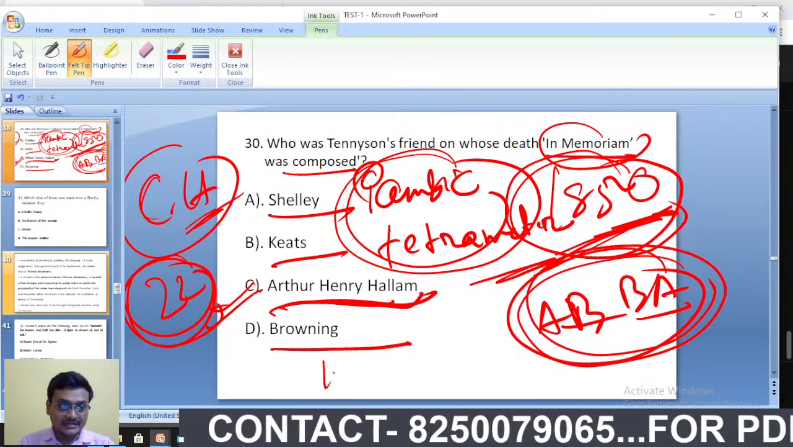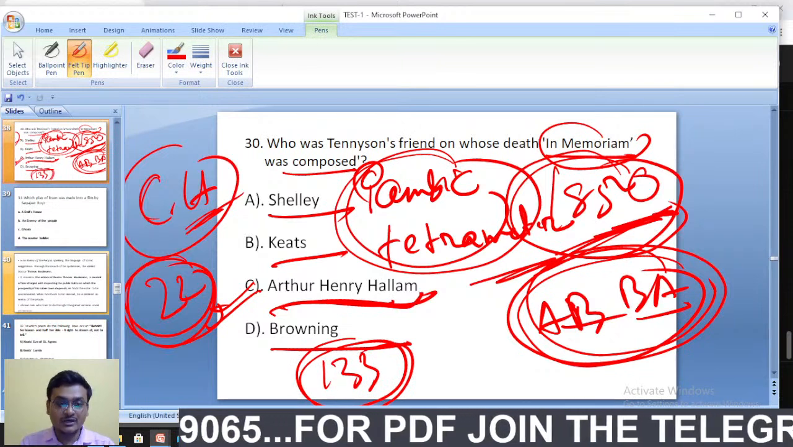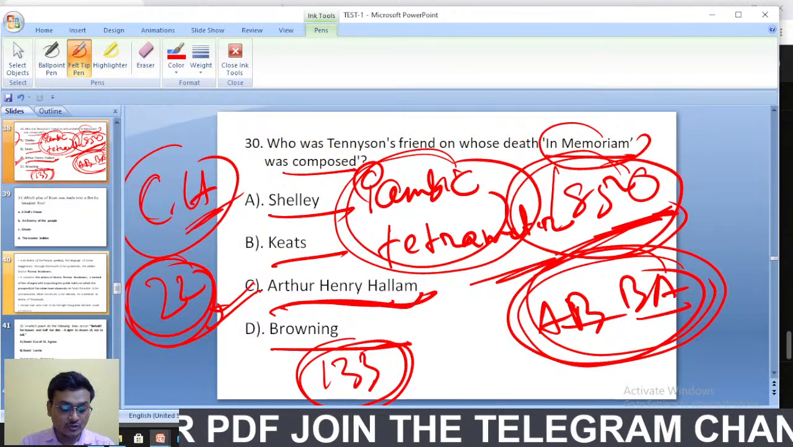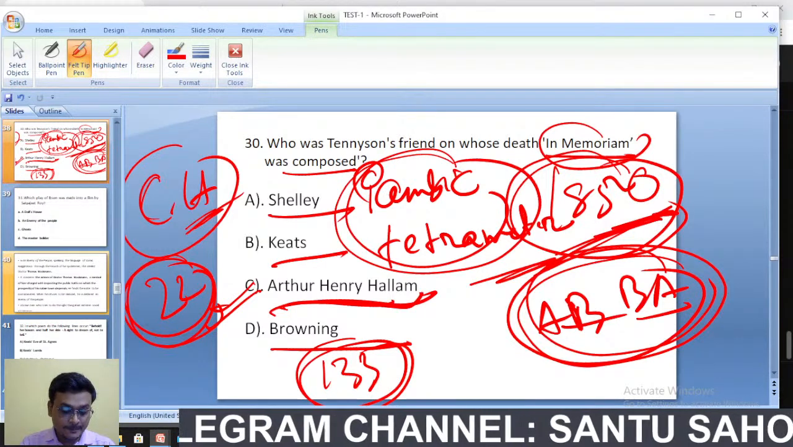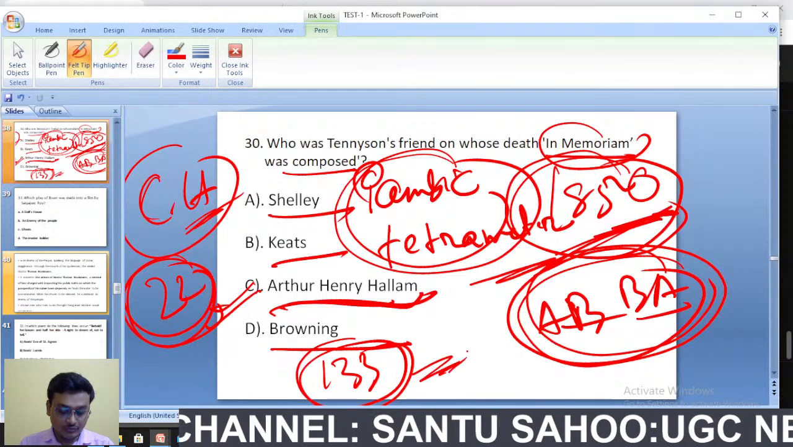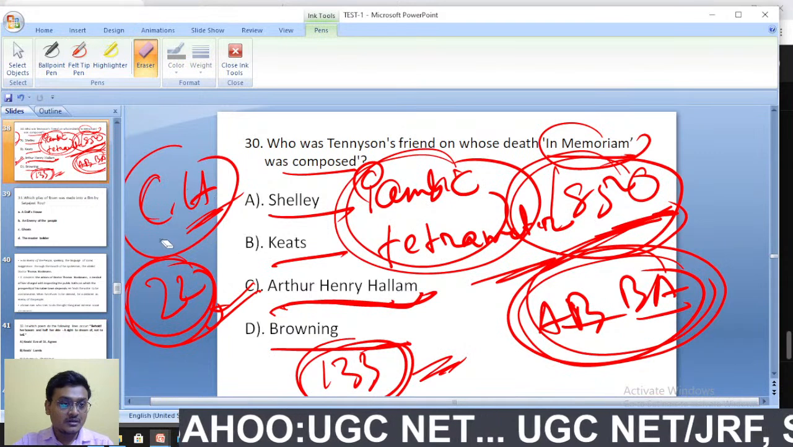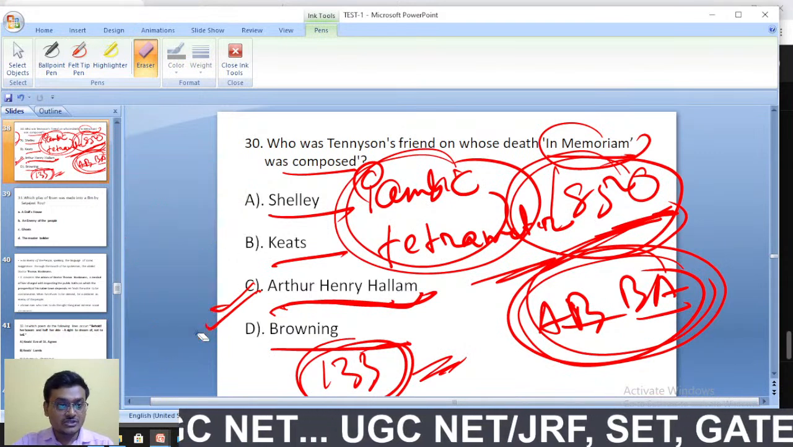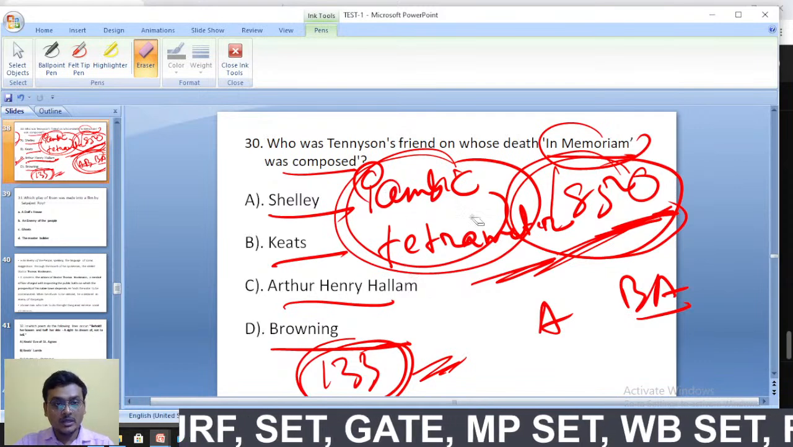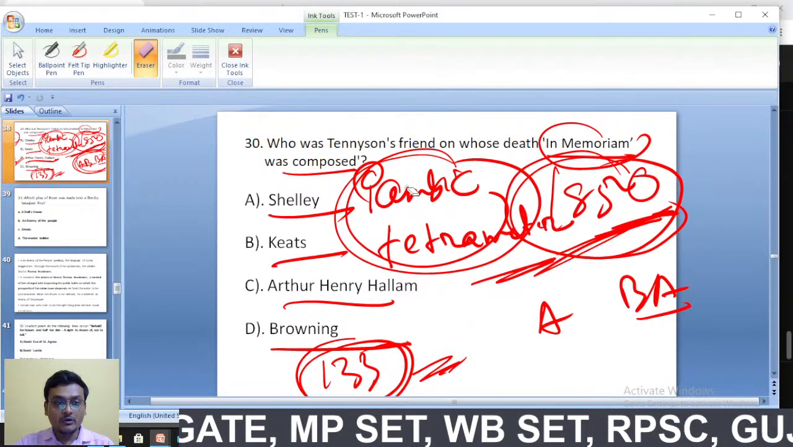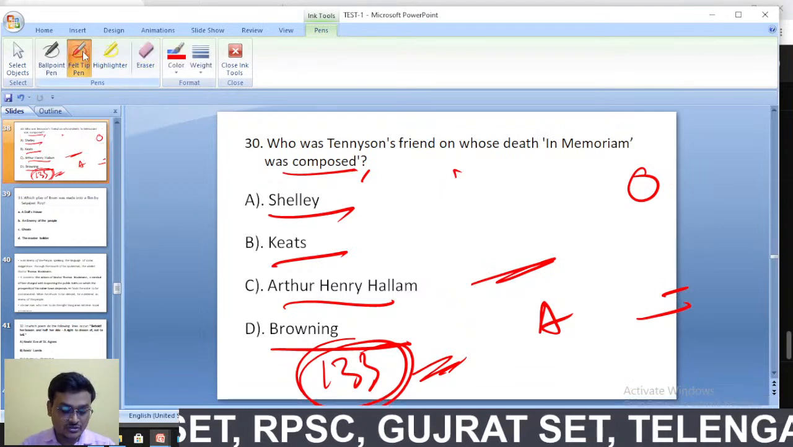It has a total of 133 cantos. Remember that In Memoriam has a total of 133 cantos. It's an elegiac narrative. Apart from the 133 cantos, each canto is also divided into three parts.